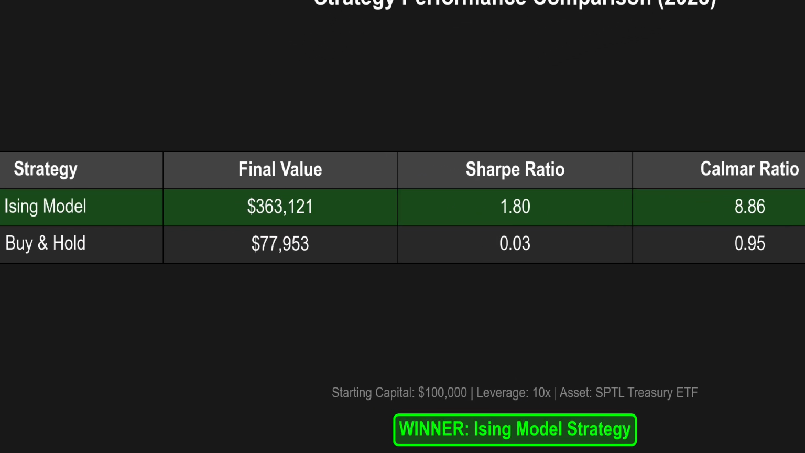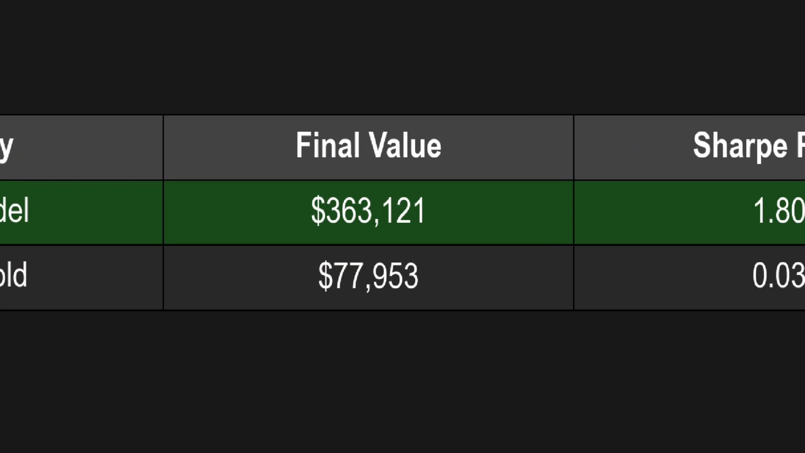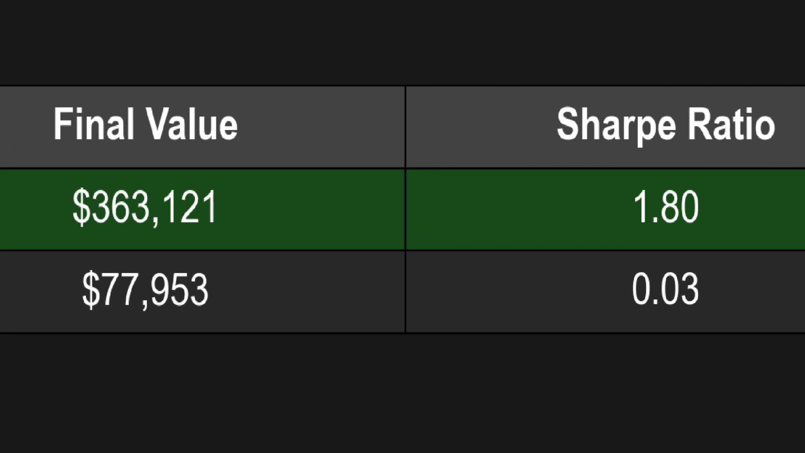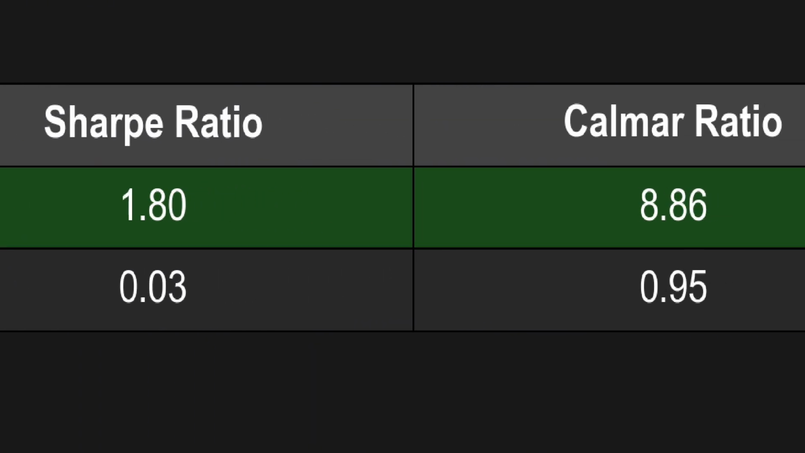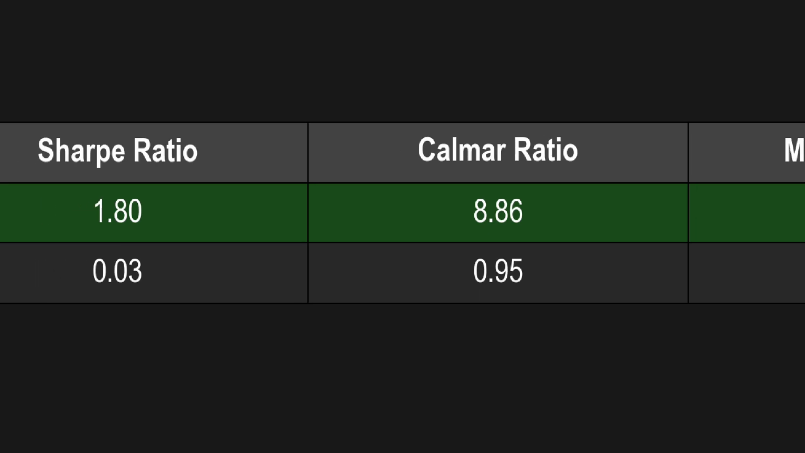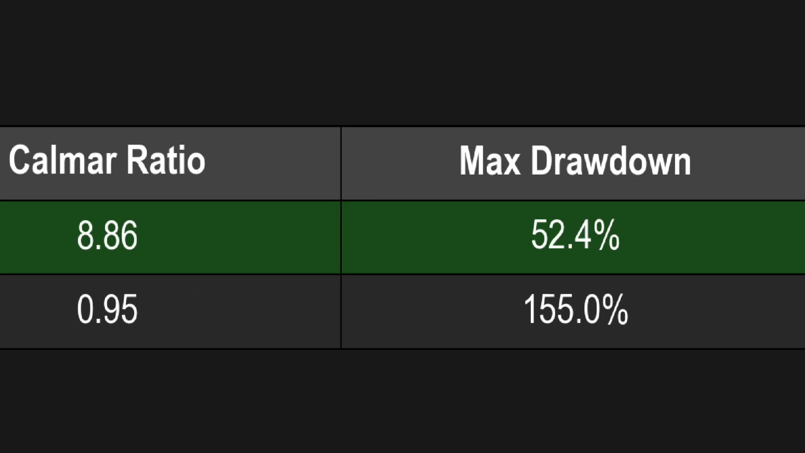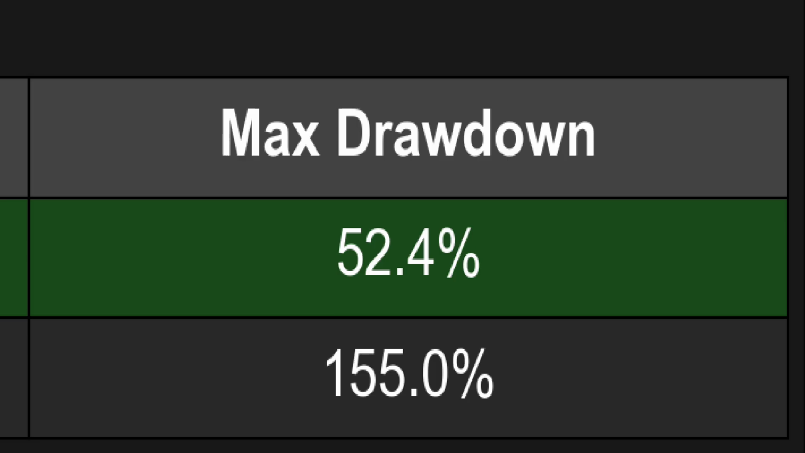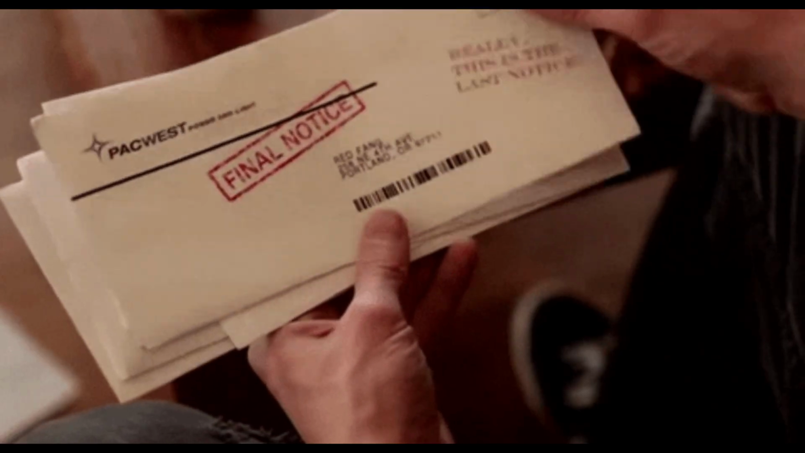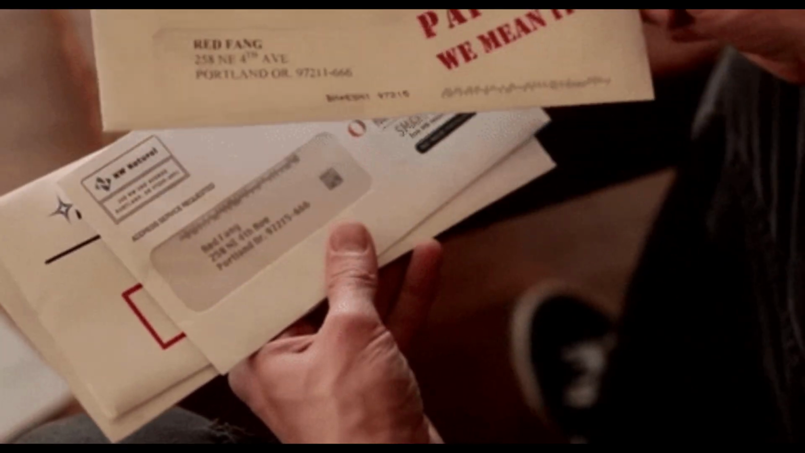Here we can see that at the end of the year, the Ising strategy achieved 363k, with a Sharpe of 1.8 and a Calmar of 8.86. Now compare that. For the buy and hold with the same 10 times leverage, it ends around 77k. And the drawdown goes to minus 155%. That means your account is dead and you owe money. So yeah, the magnet bot wins by a lot.